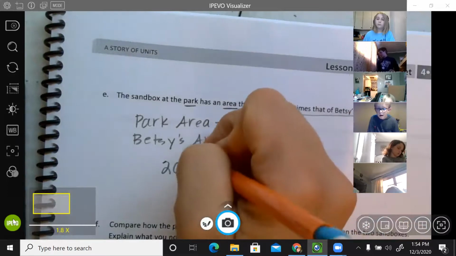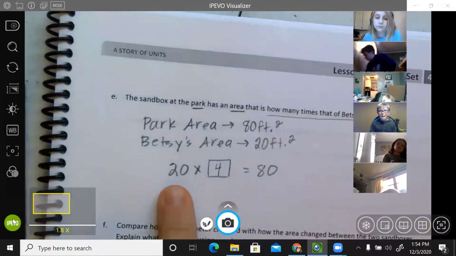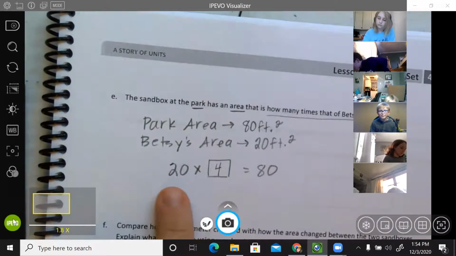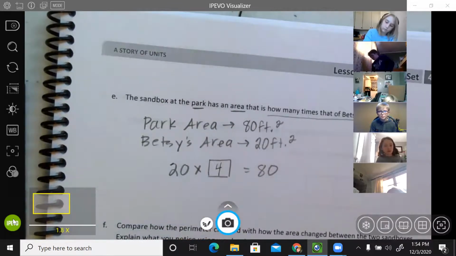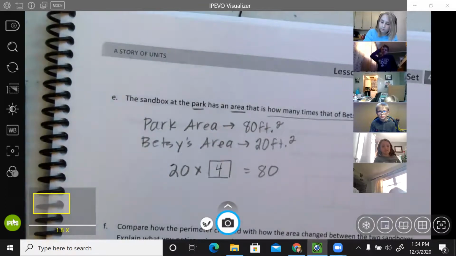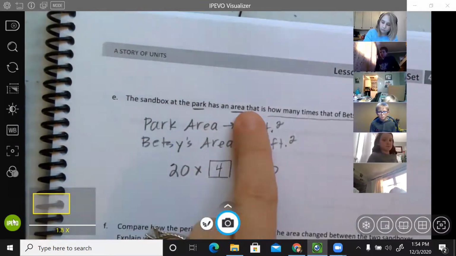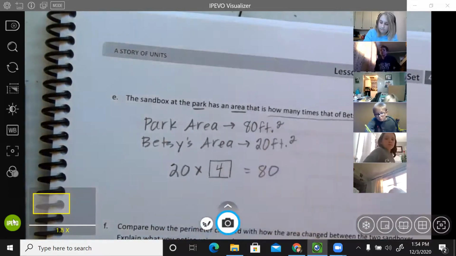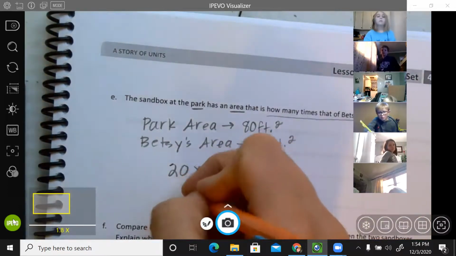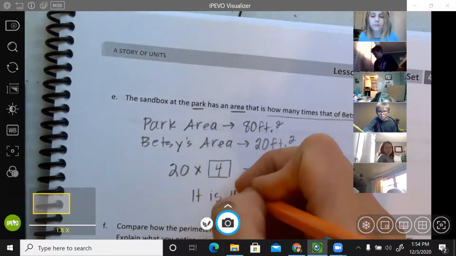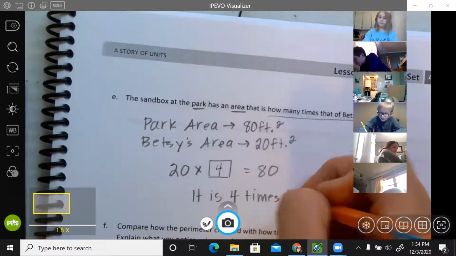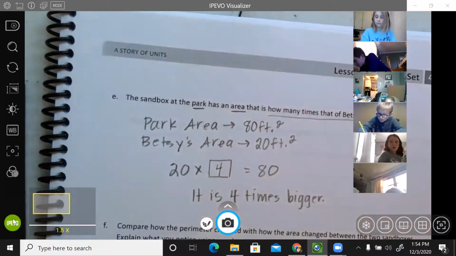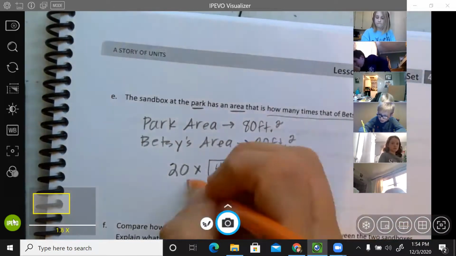4. Very good. And so let's check our work. Reese, what is 20 times 4? 80. Okay, so you can confirm, correct? We did it right. Good teamwork. So how many times bigger? So we know it is 4 times bigger right here.